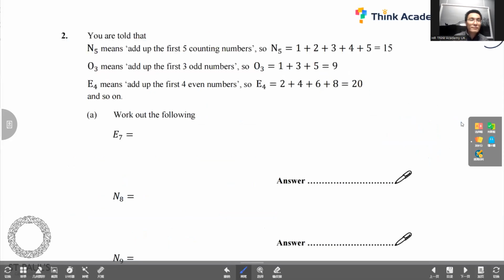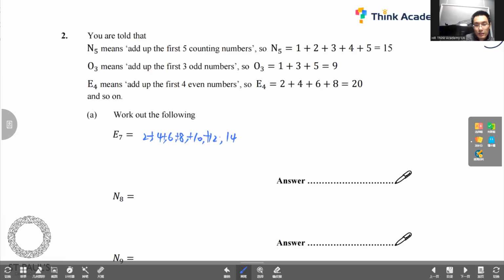So question number 2, you are told that N5 means add up the first 5 counting numbers, so the first 5 consecutive numbers, 1, 2, 3, 4, 5. O3 means add up the first 3 odd numbers. E4 means add up the first 4 even numbers. So E7 means add up the first 7 even numbers. So we have 2, 4, 6, 8, 10, 12, 14. That's 7, right? So 14 is where we end.